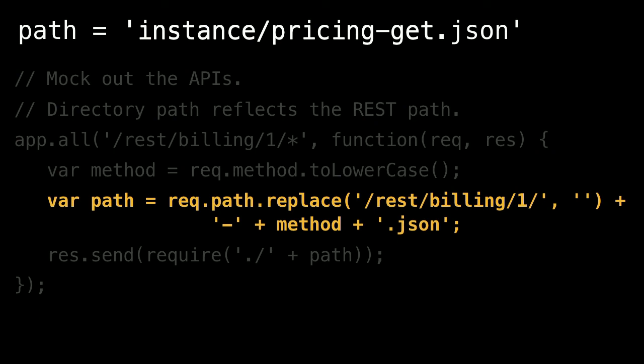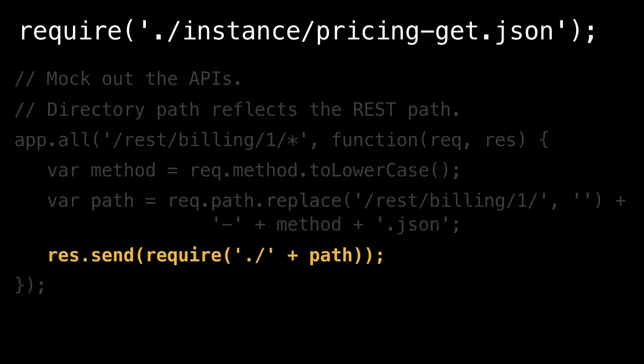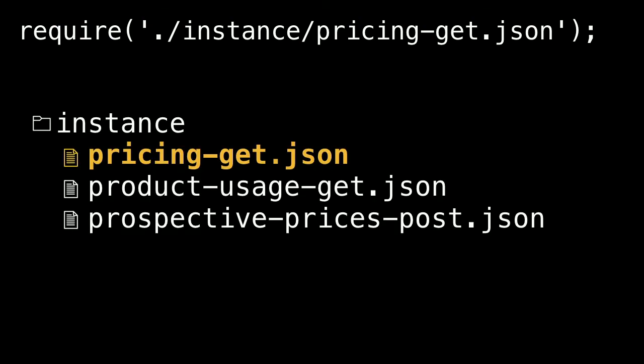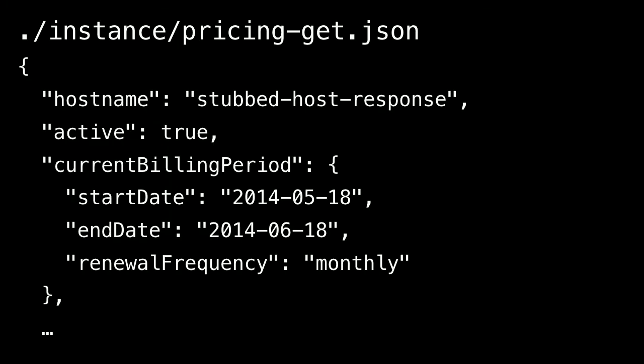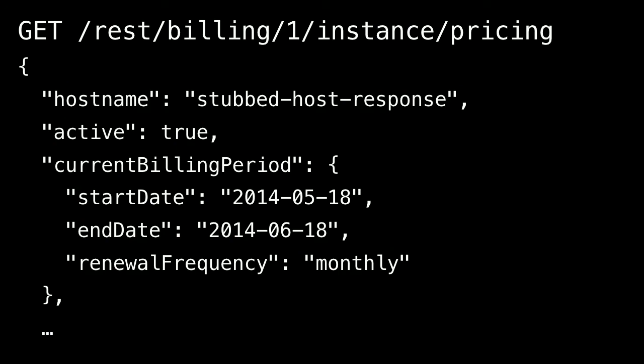This path represents a file on the file system. So we grab this file from the file system, and then we return it to you as a response. As you can imagine, on the file system, this file exists. And inside this file is the JSON blob that we want to respond with. So effectively, what the mock server has done is it has taken this GET request and translated it to grab a file from the file system and return the contents of the file back to you.